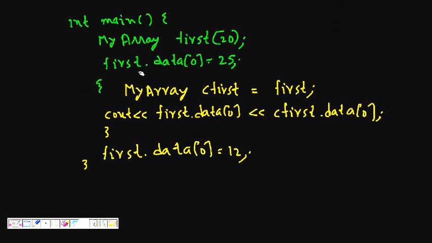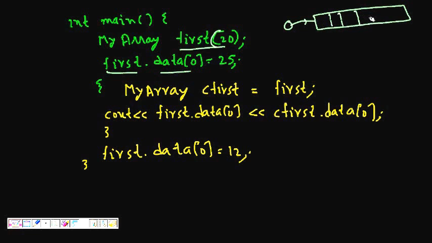So now in int main, I create myArray first with size 20, and I say first dot data 0 is 25. Now the first object is created and its data is pointing to 20 memory locations. In these braces, I make myArray C first, a copy of first, equal to first.